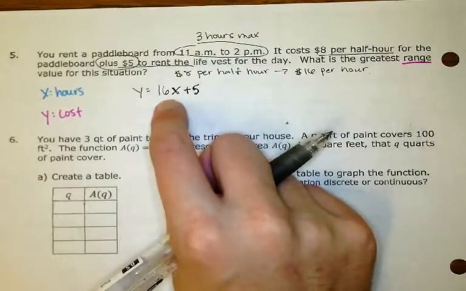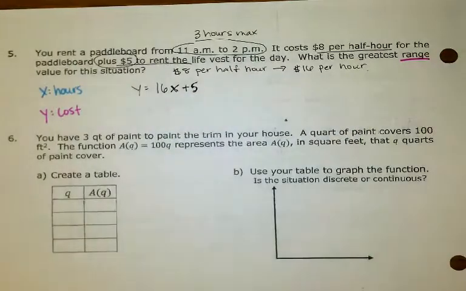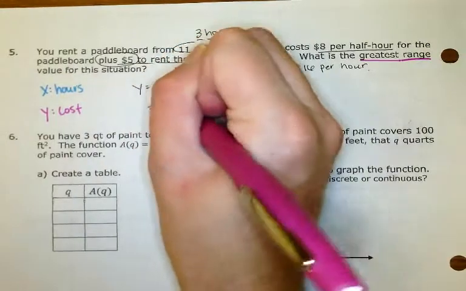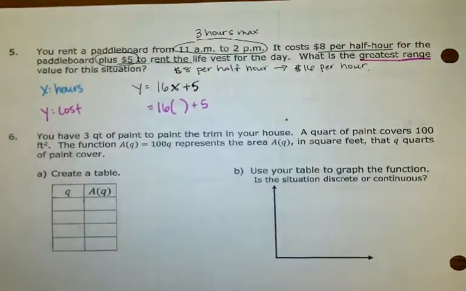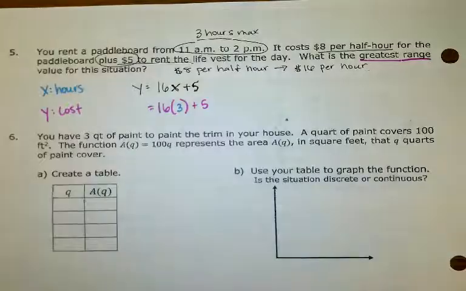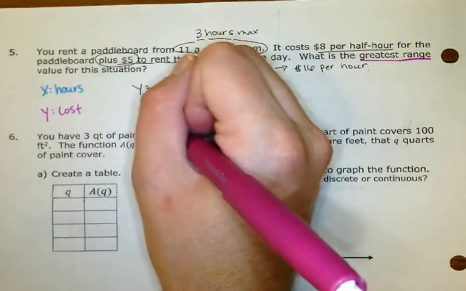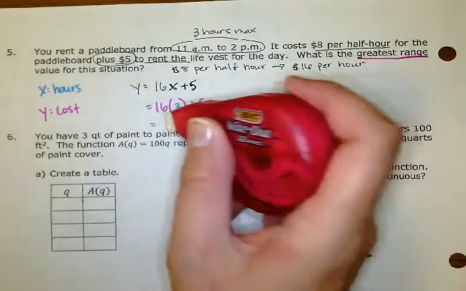And so the question said, what is the greatest range? What would our x value be for the greatest range? What's the most amount of hours they can have it, y'all? 3. So we would say 16 times, instead of x, what would we put in? 3. So 16 times 3 is what? 48. Plus 5 is equal to... that is not correct, I almost wrote a 4. That would be equal to 53. Do y'all feel good about that?